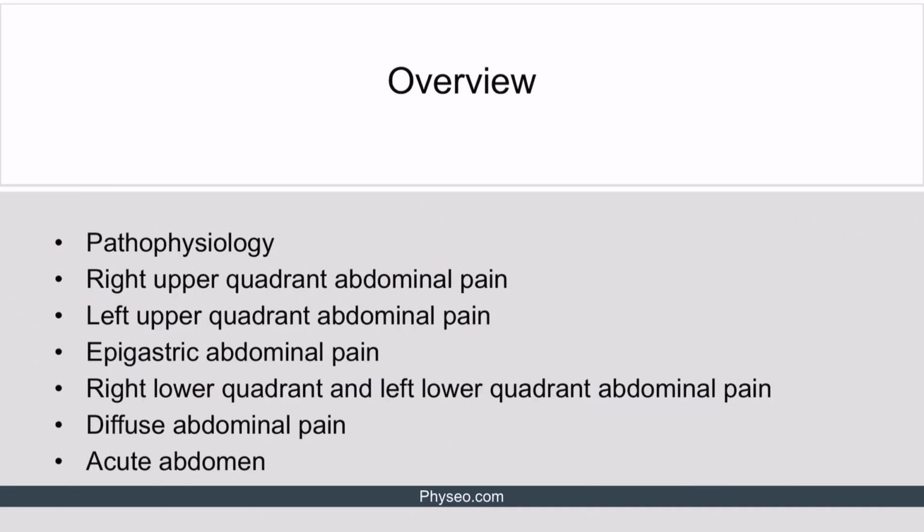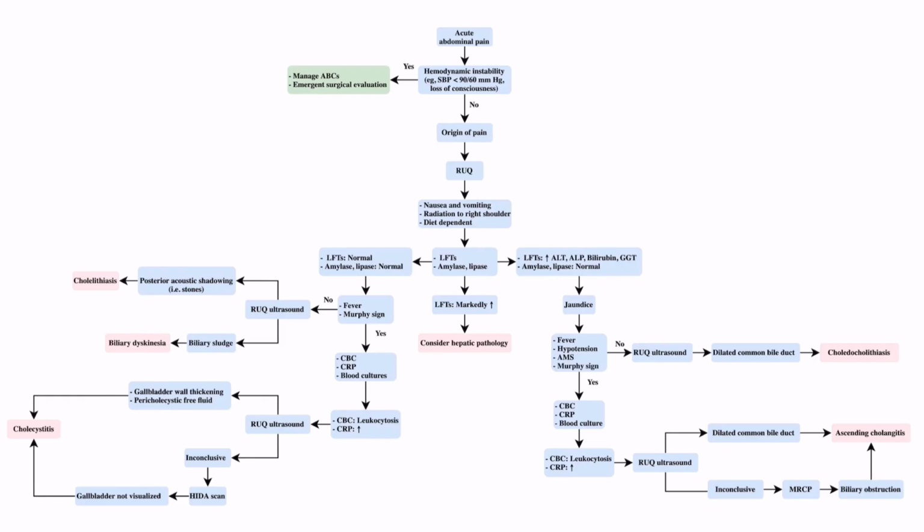Let's move to the etiologies of right upper quadrant abdominal pain. Common etiologies that present with right upper quadrant pain are presented on this algorithm. We will always start with a patient who presents with signs of abdominal pain. In every case where one arrives in the emergency department with hemodynamic instability, such as systolic blood pressure less than 90/60, tachycardia, or additional signs of shock or loss of consciousness, airway, breathing, and circulation come first, accompanied with emergent surgical evaluation. On the other hand, a hemodynamically stable patient can still go through several workups to get the diagnosis.